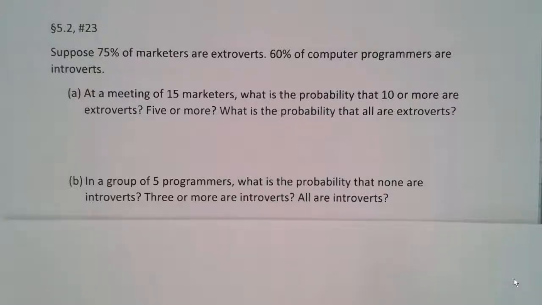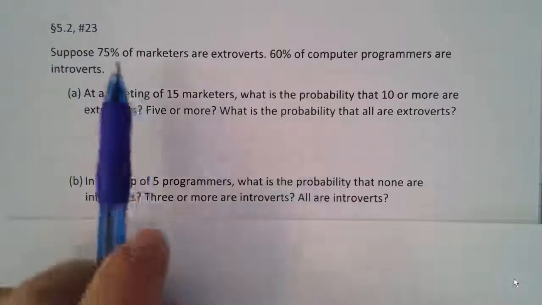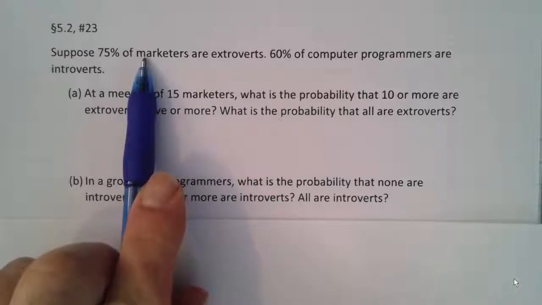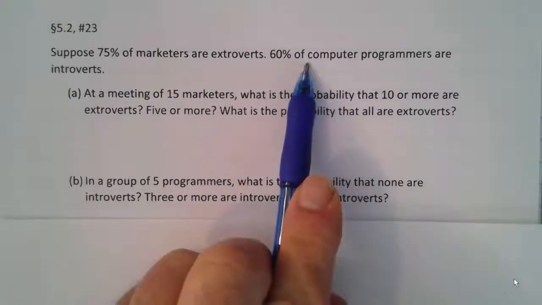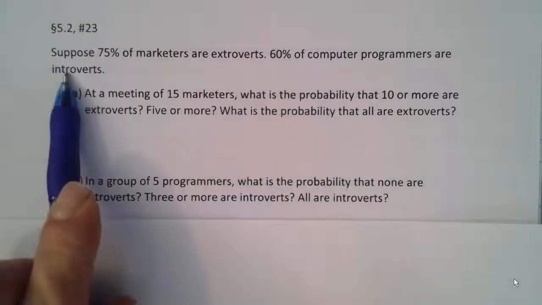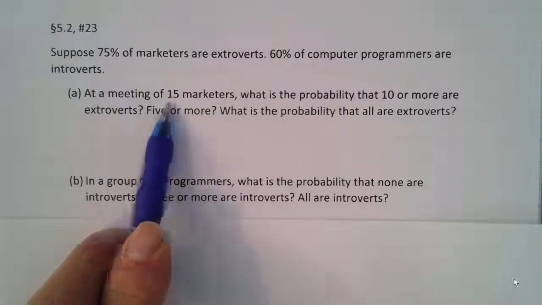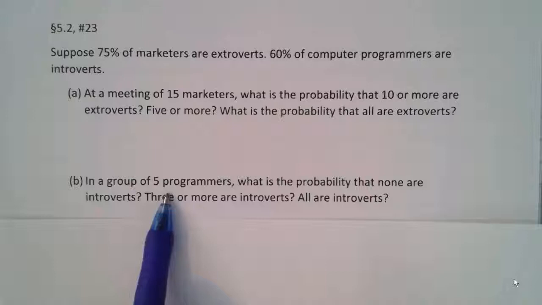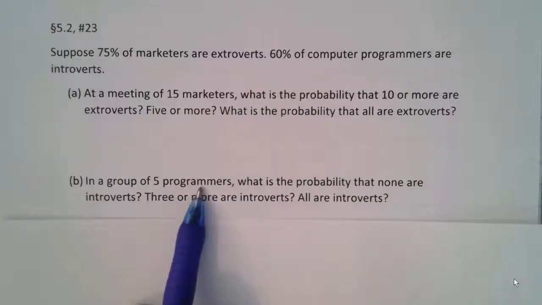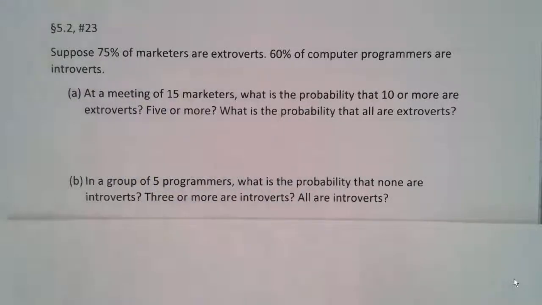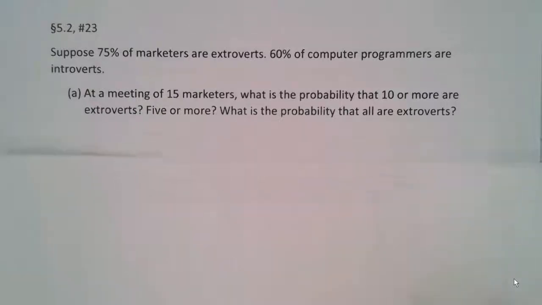Next up is problem number 23 in section 5.2. This question really functions as 2 separate questions. We're told that 75% of marketers are extroverts and 60% of computer programmers are introverts. And then we're asked some questions about a group of 15 marketers and some other questions about a group of 5 programmers. So we really will deal with these two in completely separate ways. They don't interact at all.